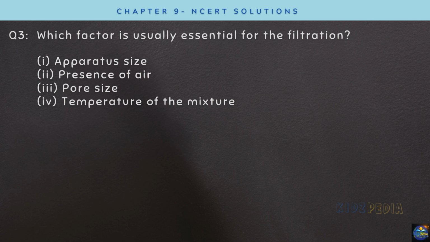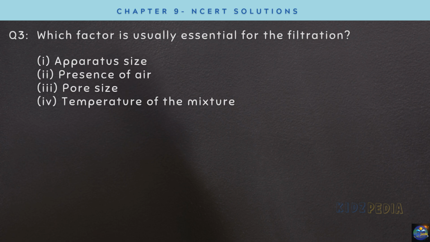Option 3. Pore size. In filtration, a filter such as filter paper, cloth or a strainer is used to separate insoluble solid particles from a liquid. The filter has very tiny holes called pores. These pores allow the liquid to pass through, but they trap the solid particles. Therefore, the size of the pores is very important for proper filtration.